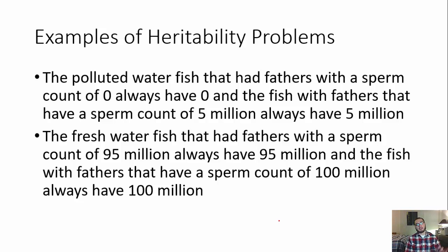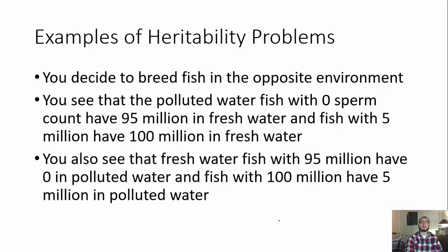So they notice that, hey, now it seems like there might be some genetic component. Although what's dictating if you're high or low is going to be the environment, what's dictating if you're low, low, or high, low is going to be something else. Then the freshwater fish will say that the fathers with a sperm count of 95 million always have 95, and the offspring from the fathers that have 100 million are always going to be 100 million.